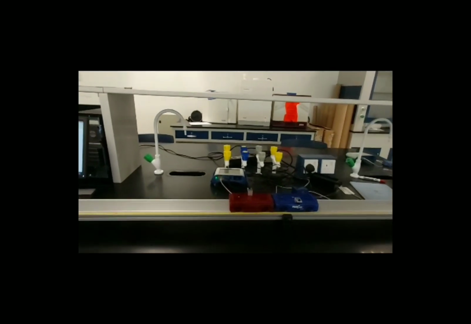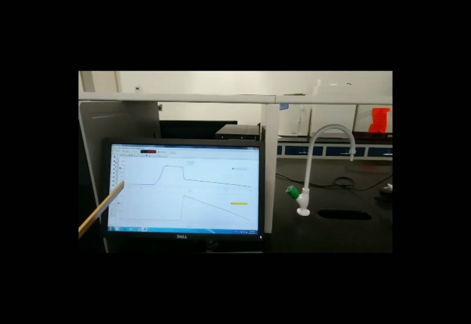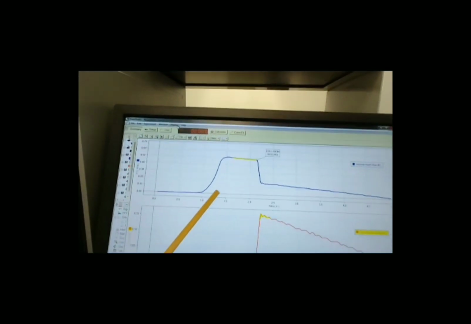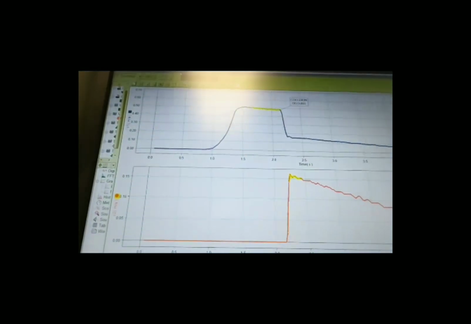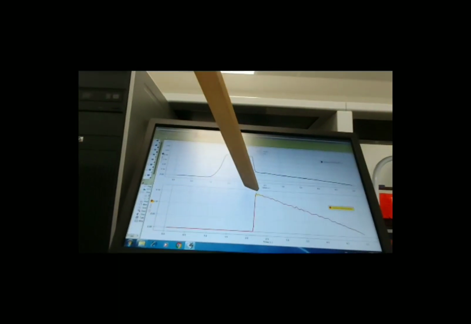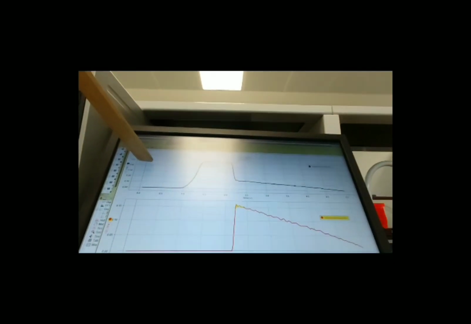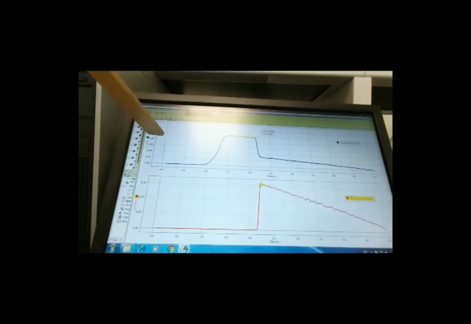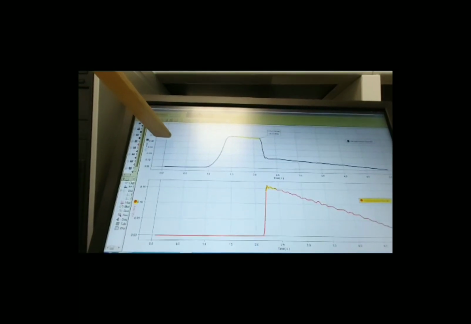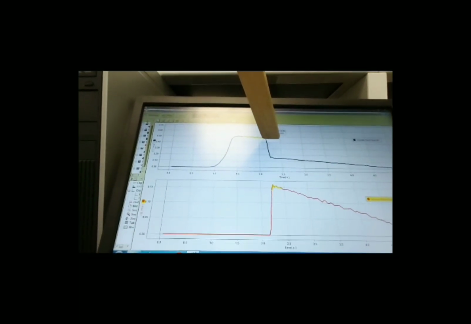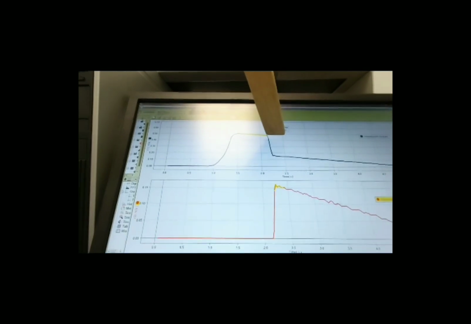So the computer records the data. Here is velocity and this is time. So collision occurs here. We can highlight this and read the velocity here, right? 0.5 meter per second. The unit here is meter per second. This is the velocity, a little less than 0.5.